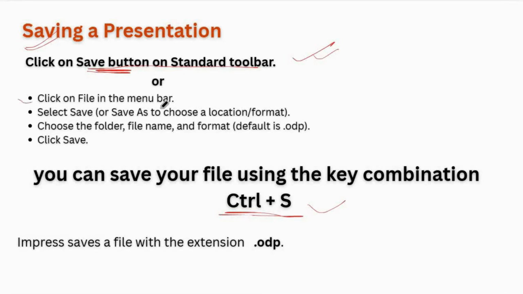And another method is to click File in the menu bar. You have to click File in the menu bar and select Save or Save As to choose the location or format. Another important point: Impress saves the file with the extension .odp.